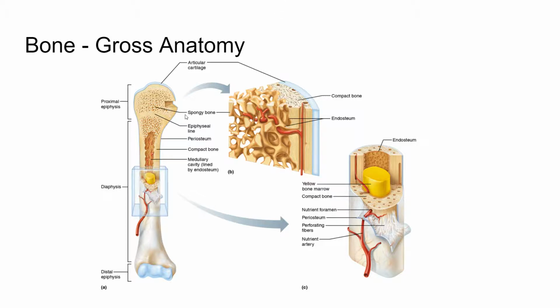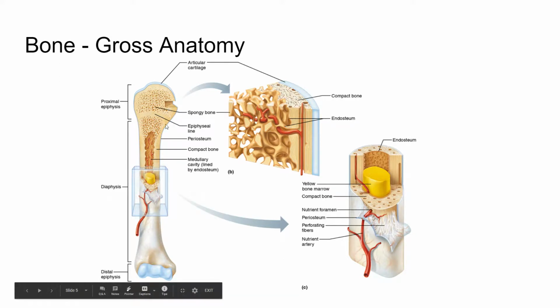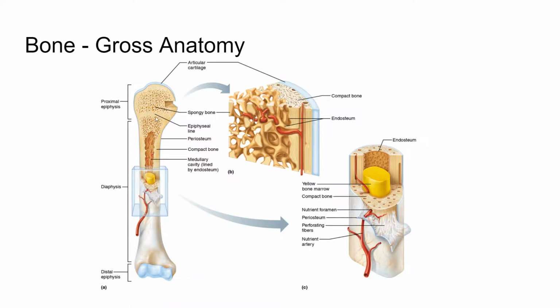The shaft of the bone is called the diaphysis, and the ends of the bone are called the epiphysis. Here you have the proximal and distal epiphysis, and on the epiphyses, you're going to have these lines right here, which you have probably heard called growth plates, but you will also see them called epiphyseal plates. And this is where new bone is being made.